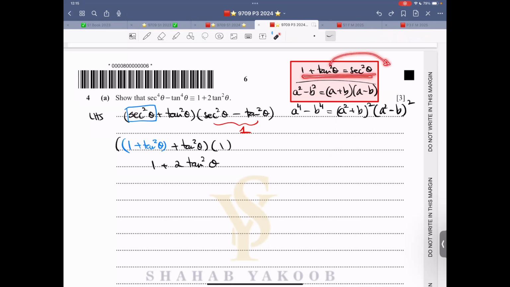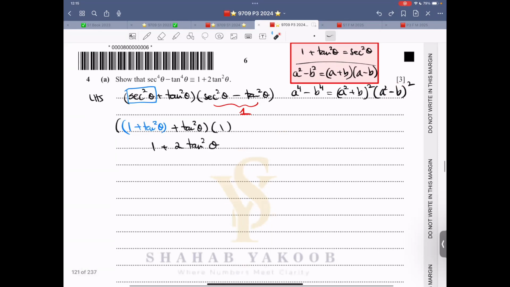If I transfer this to the other side, what do I get? Sec square minus tan square is 1. So this is replaced by 1. Sec square plus tan square. Now replace sec square with 1 plus tan square. So basically, you're using this identity twice. And then you simplify, and very easily you get this answer for 3 marks. Sometimes the working is less, the thinking is more.